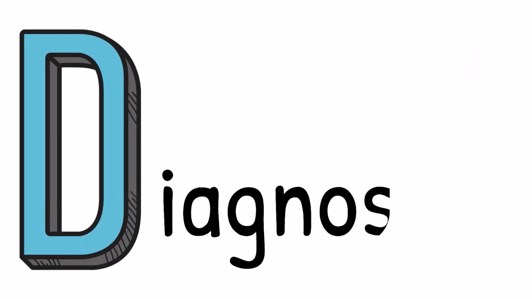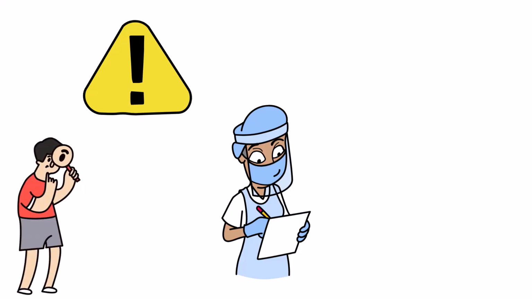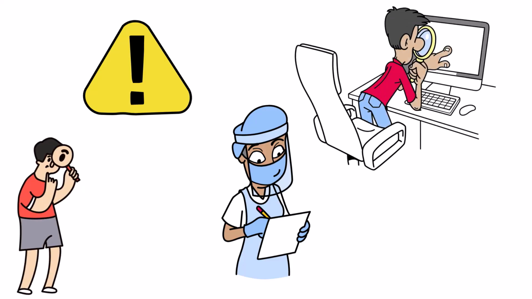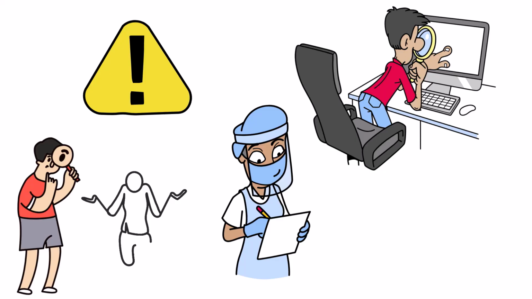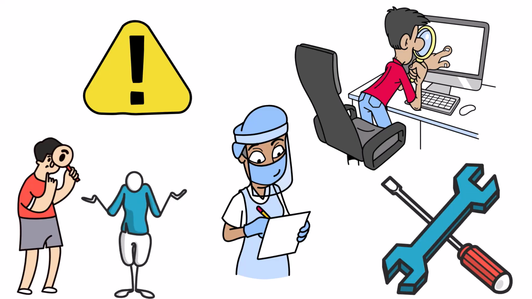D is for diagnose. Now that you know something is wrong, you need to diagnose the problem. This means you figure out why it's unclear. Do you have a word that doesn't fit? Is a sentence in the wrong place? Do you need to add more details? Diagnosing the problem helps you know what to fix.